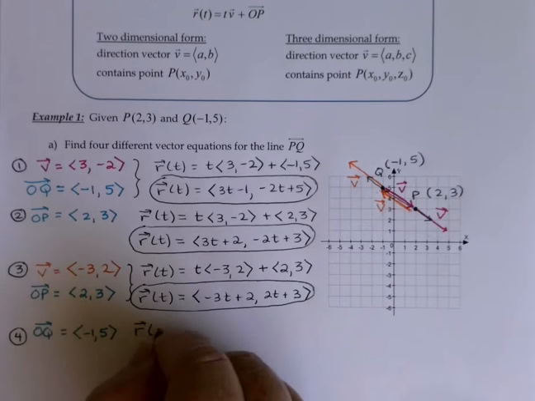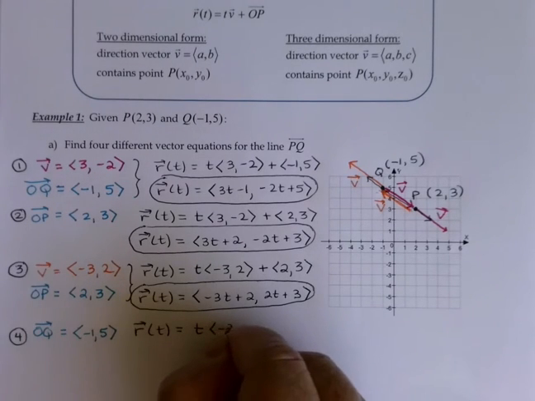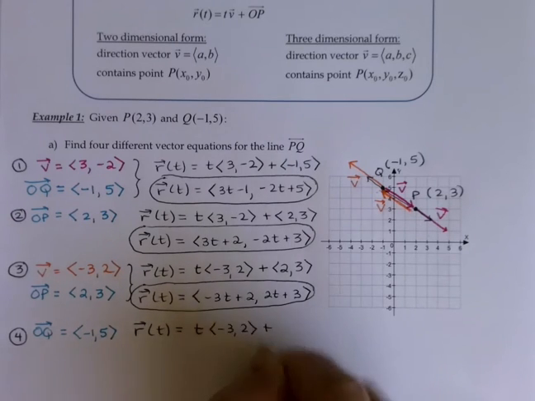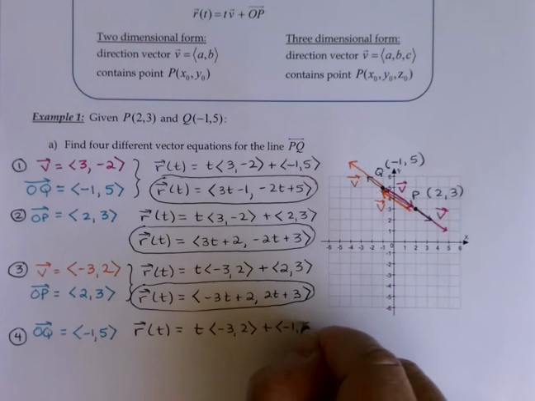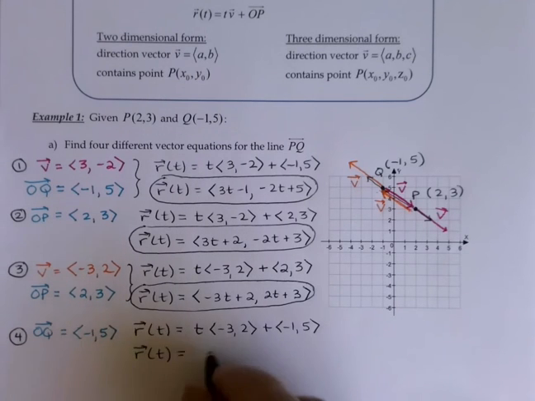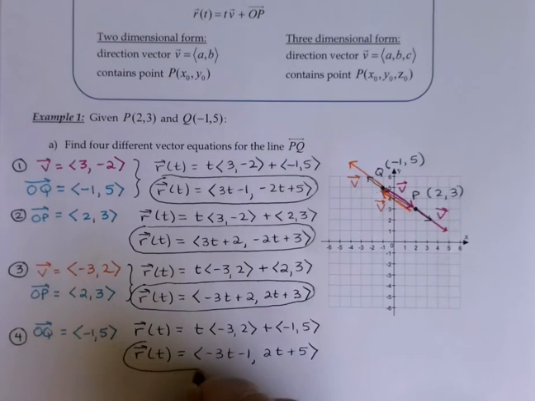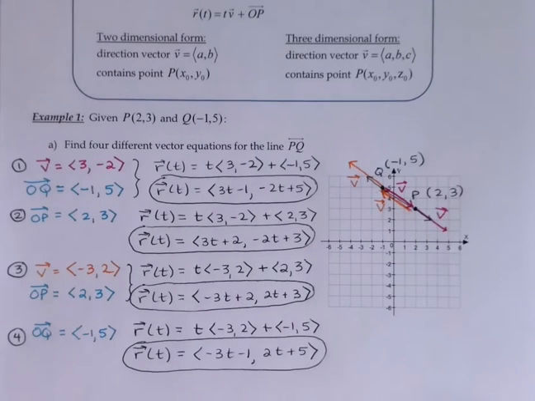So last one here, r of t equals t times that same direction vector, negative 3, 2, plus I'm now going to consider negative 1, 5 as my starting point. And that'll give me negative 3t minus 1 and 2t plus 5. So, just like when you studied parameterizations and you learned that there was more than one way to parameterize a line, you can see that the same is true for vector-valued equations of a line.